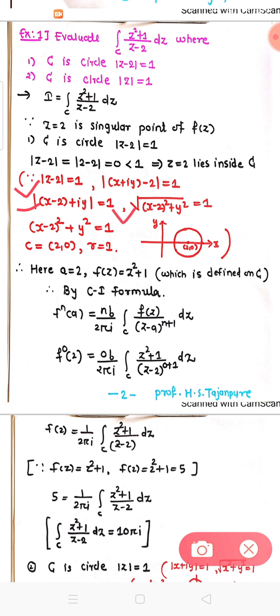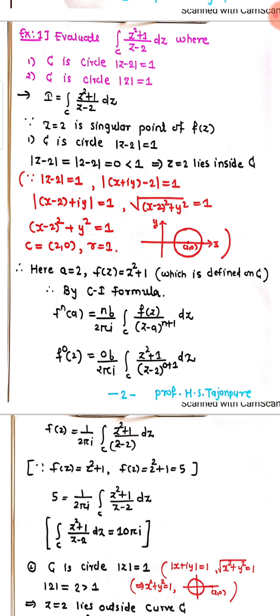So it is √((x − 2)² + y²) = 1. Squaring on both sides of the equation, you will get a circle with center at (2, 0) and radius equal to 1. Just by observation you can see the point (2, 0) is the center. That means obviously the point 2 lies inside the curve, inside the circle.